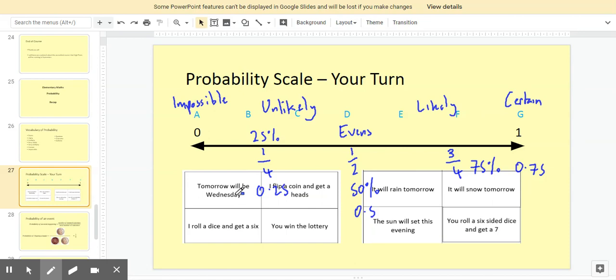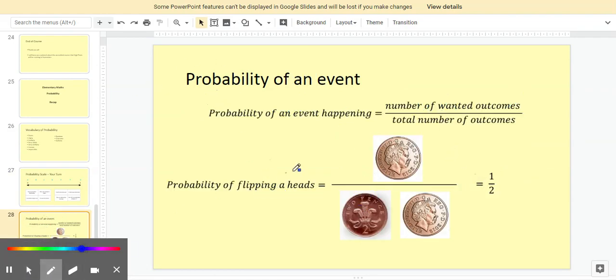We discussed whether certain events would be impossible, evens, unlikely, likely, or certain. The next thing we talked about was how we could express the probability of an event in a mathematical way. So most commonly we do this using a fraction. So the probability of an event happening is equal to the number of wanted outcomes over the total number of possible outcomes. So for instance here, the probability of flipping a heads, well, the number of wanted outcomes is just heads, and there's only one of them. And on the bottom, the total outcomes, it's either going to be a tails or a head. So we've got 1 over 2.